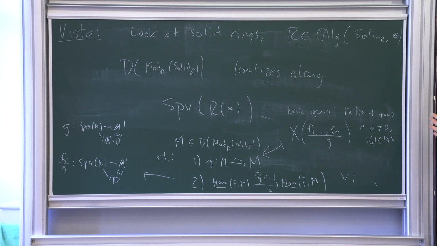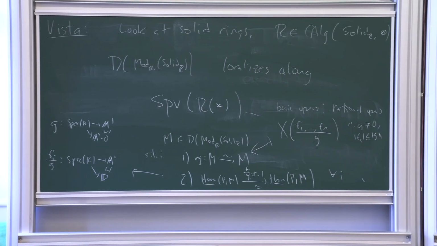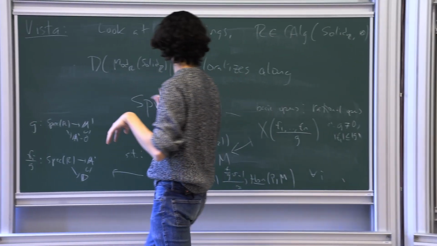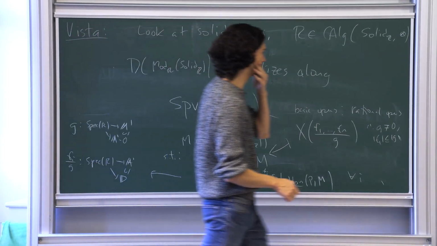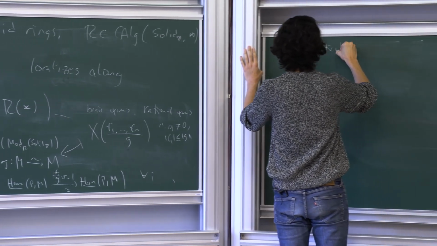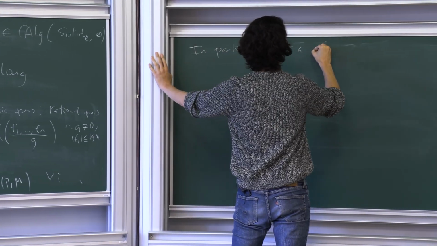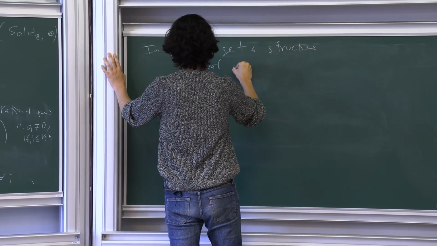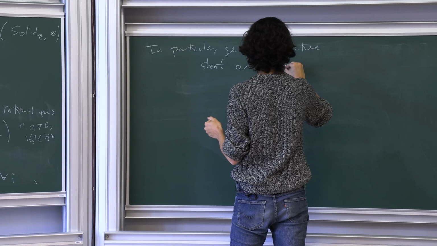Okay, so what do I want to do today? Or maybe partly do today. In particular, I'm claiming this category localizes along this space. And in particular, you get a structure sheaf on the space.